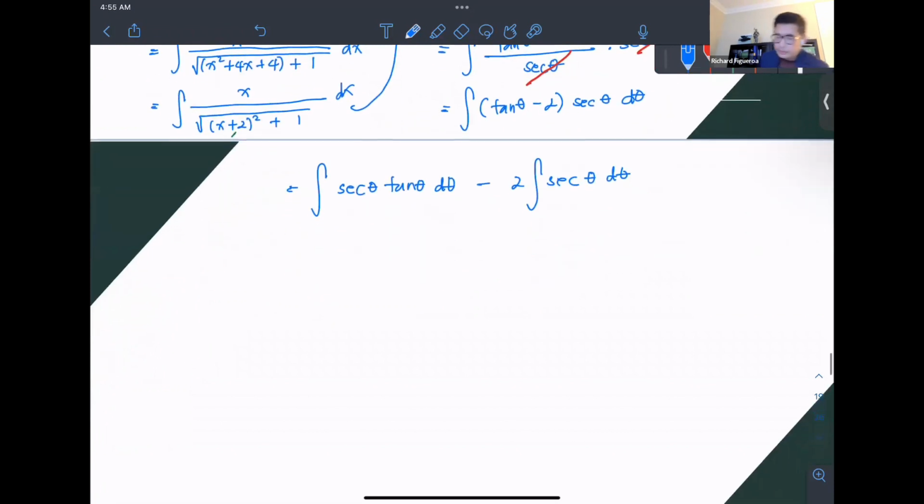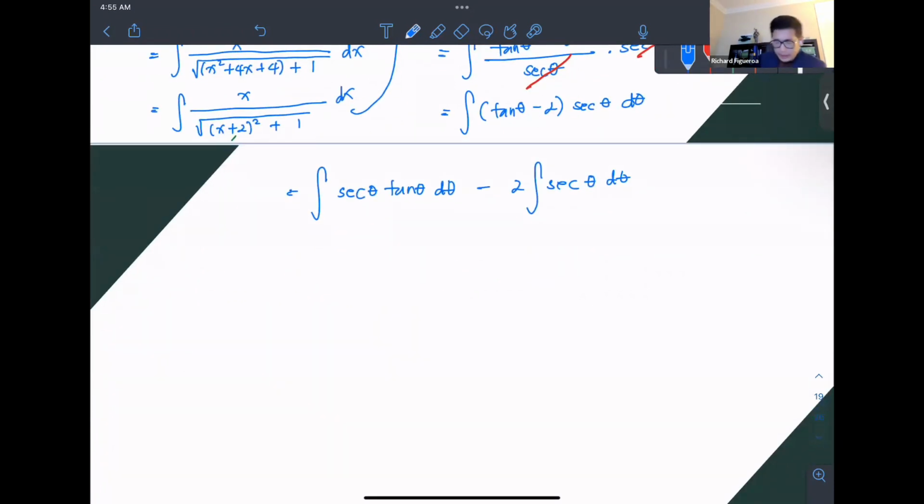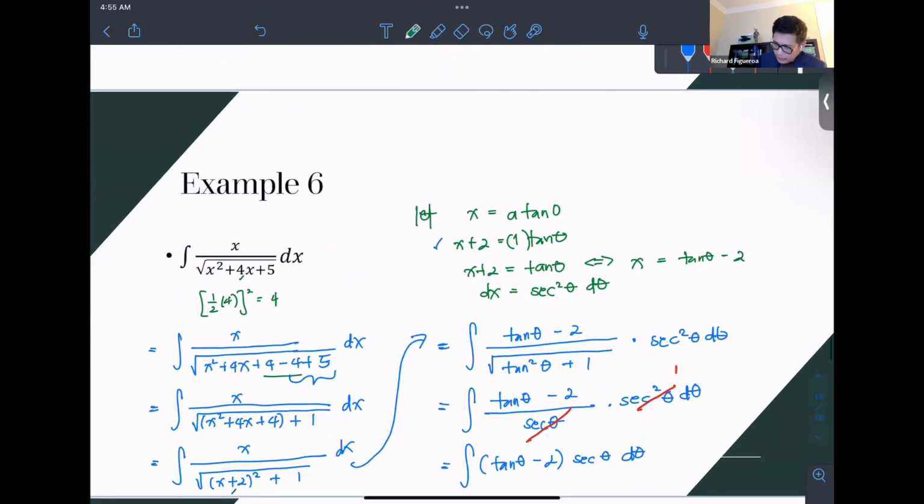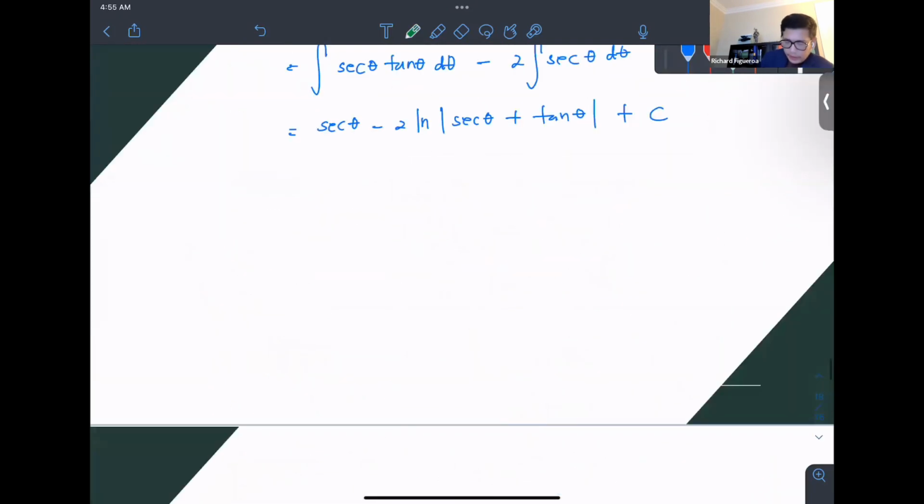So we can now integrate this. The integral of secant theta tangent theta d theta is simply secant theta. And minus 2 integral of secant theta, it's ln of secant theta plus tangent theta plus c. But then what we have there is x plus 2 is equal to tangent theta.